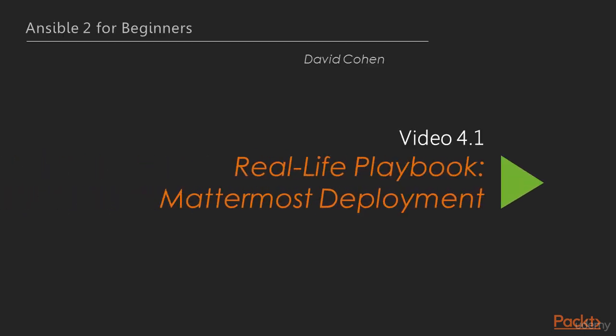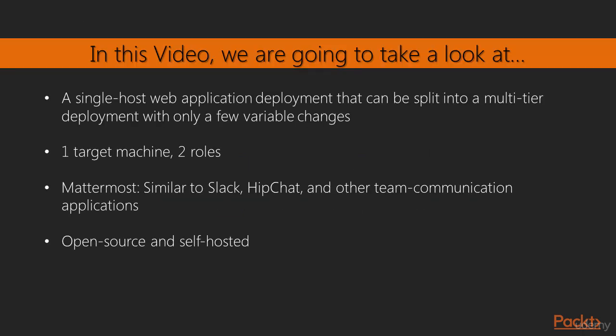Okay, in this video, we're going to be doing something really fun, and that is taking a look at our first real-life project. We're going to be deploying Mattermost. Mattermost is something that's similar to Slack or HipChat. Basically a team communication application where you can have group chat, one-on-one chat, image, video, file, and document sharing. And the really nice thing about it is that it's open source and self-hosted.